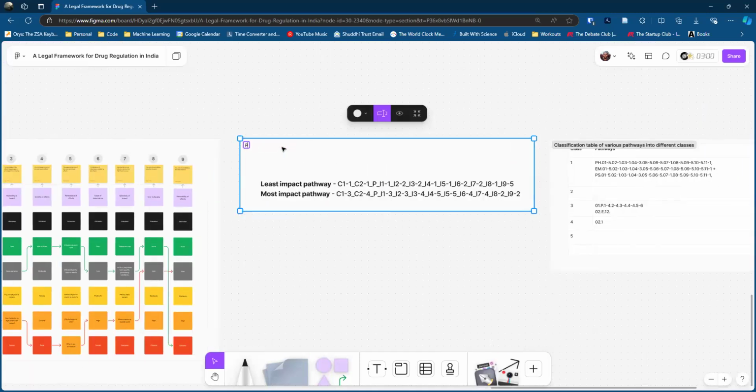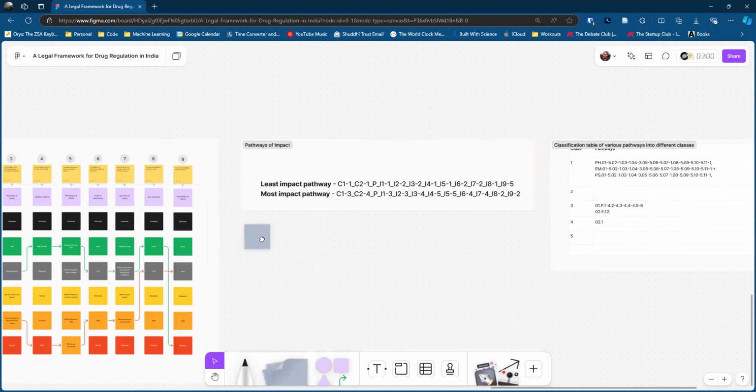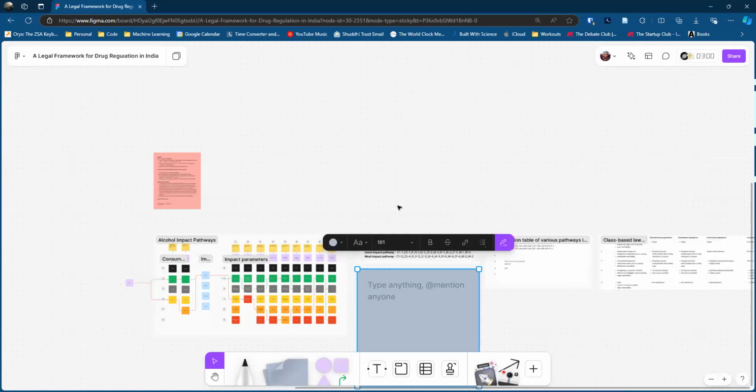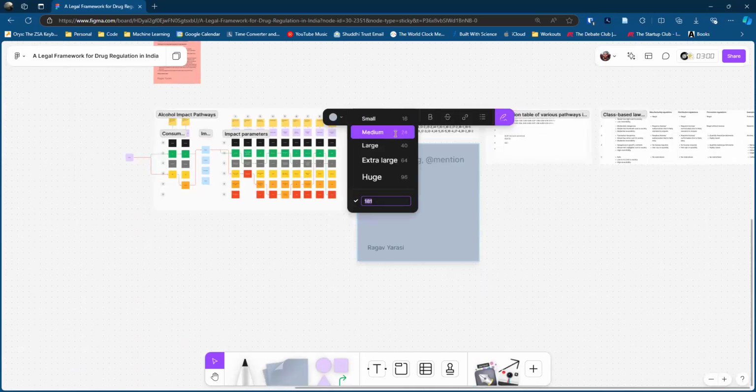Pathways of impact. So here we'll just add a note from whatever you were saying. I think we'll just have a descriptive thing on each section here. That should be good enough.